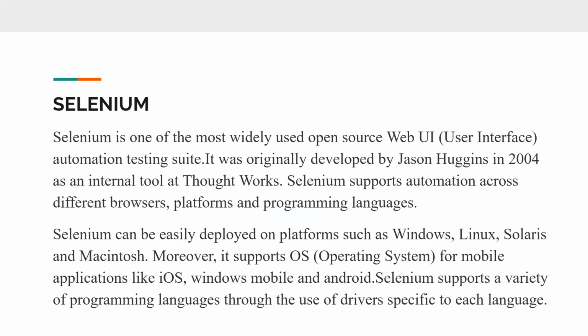Selenium is one of the most widely used open source web UI, that is user interface automation testing suite. It was originally developed by Jason Huggins in 2004 as an internal tool at ThoughtWorks. Selenium supports automation across different browser platforms, programming languages. Selenium can be easily deployed on platforms such as Windows, Linux, Solaris, and Macintosh. Moreover, it supports OS for mobile applications like iOS, Windows Mobile, and Android.